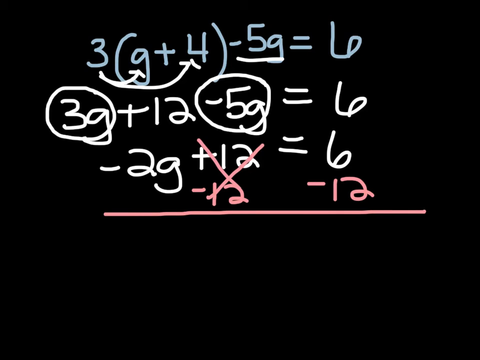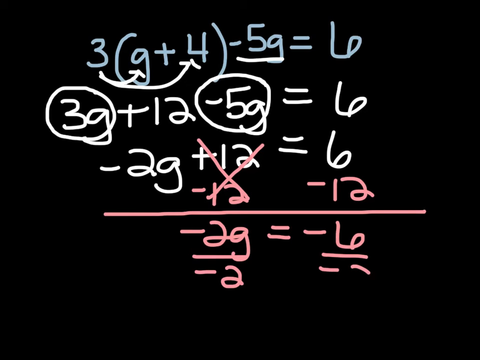This cancels out, so I have negative 2g on the left side, and over here 6 minus 12 is negative 6. To undo multiplying by negative 2, I'm going to divide both sides by negative 2. So I am left with g on the left side and positive 3 on the right side. Please remember that you should plug this in and check.